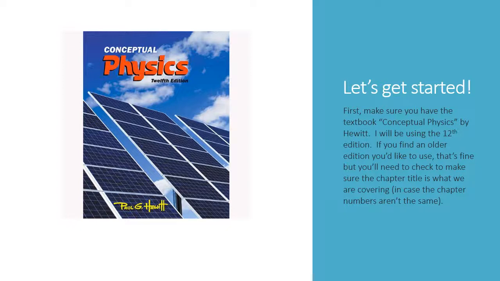Okay, so at this point you're ready to get started with the course. The first thing that you're going to need for the course is the textbook Conceptual Physics by Paul Hewitt. I will be using the 12th edition in the course. If you find an older edition that you'd like to use, that's fine. Just check and make sure as you're doing the reading that the chapter titles match up. I'm not sure in all the editions if the chapter number will go with the same chapter topic, so just make sure that the chapter topic matches up to the chapter topic that I list under the modules. In each module, it'll say week 1 covers certain chapters and the topics of those chapters.